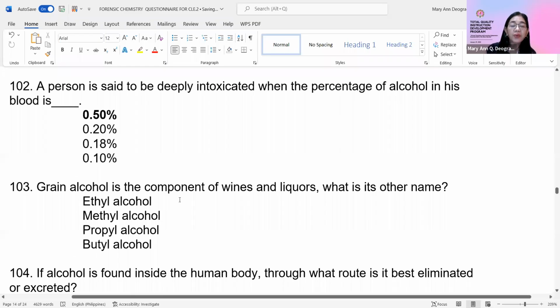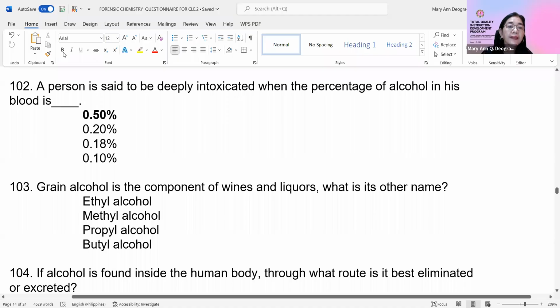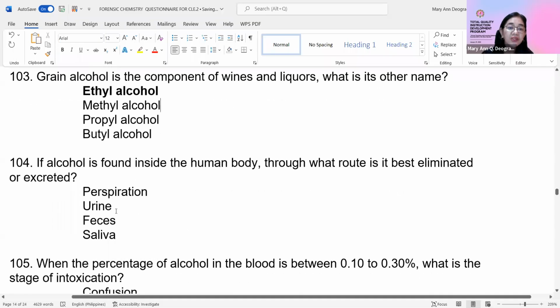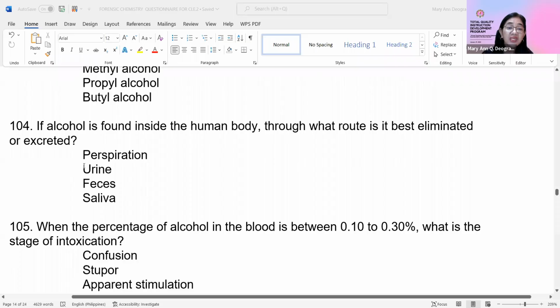So letter A ang sagot. Grain alcohol is the component of wines and liquors. What is its other name? Anong component ng alcohol natin? Yes, ethyl. Okay. So ethyl or ethanol. Nasa toxin na pala tayo. If alcohol is found inside the human body, through what route is it best eliminated? Is it perspiration, urine, feces, or saliva? Yes, urine. Siyempre. Matakot kayo pagka umiinom kayo, lalo kung beer, tapos hindi kayo umihi.